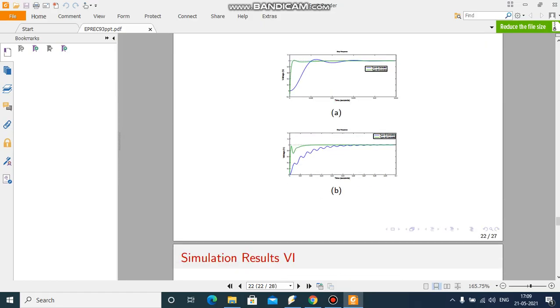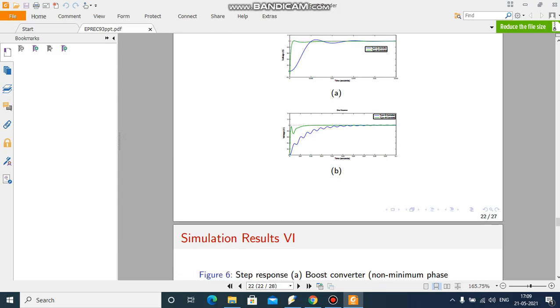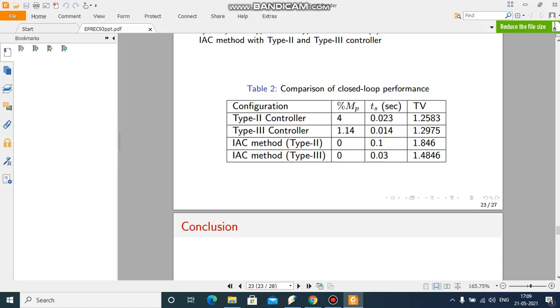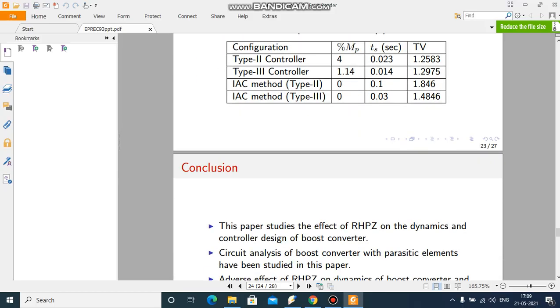Here the results of comparison between the type 2 controller as well as the type 3 controller are provided, where you can see that the type 2 controller and the type 3 controller provide a much better and much faster response, which can be seen in this comparative analysis, where TV is the total variation.